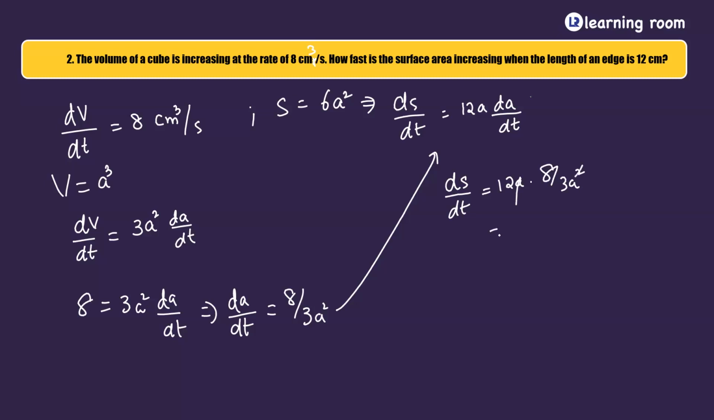A and a will get cancelled. It is 96 divided by 3a. Actually, it will be 32. So 32 by a. But what is the value of a? When the edge is increasing at a rate of 12. So how much will the answer be?